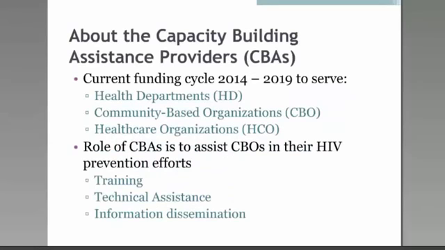This webinar has been produced as an effort through the Capacity Building Provider Network, which is made up of many capacity building assistance providers throughout the country. And the CBAs, as we're referred to, provide training to health departments, CBOs, and healthcare organizations. We also provide technical assistance to those same 3 categories of agencies.